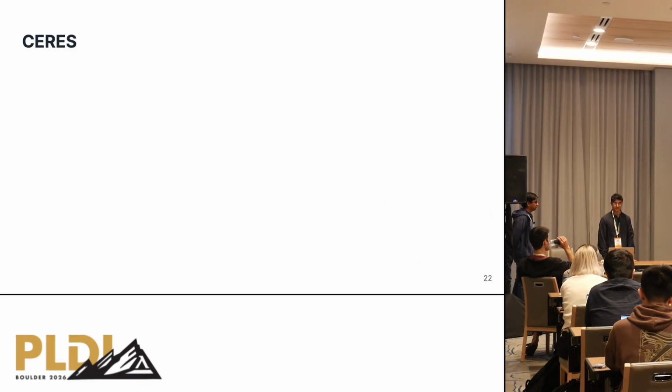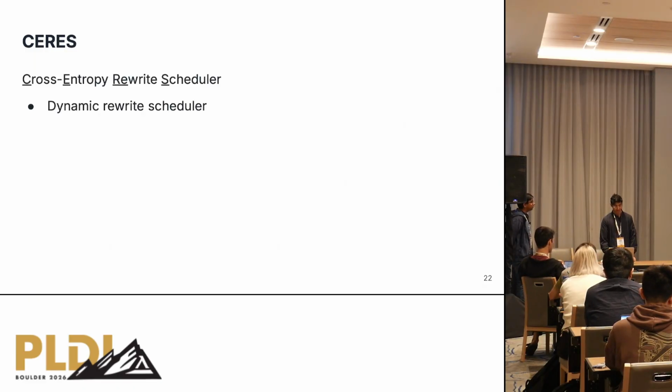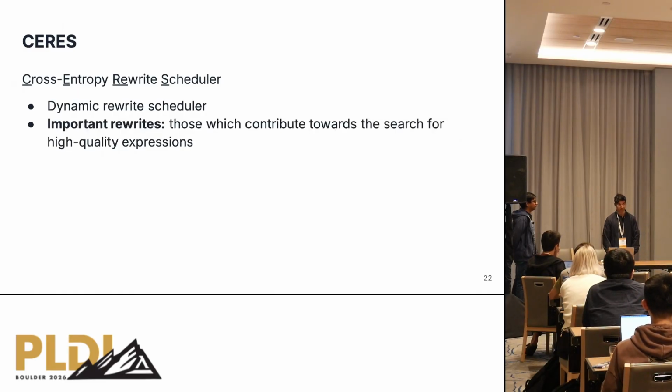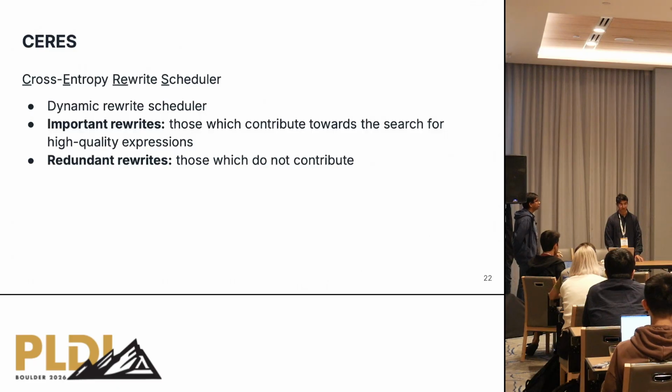So to address this limitation of existing rewrite schedulers, we introduce CERES. CERES is a dynamic rewrite scheduler that biases the exploration phase towards high-quality expressions. It does this by identifying what we call important rewrites. Important rewrites are those rewrites which contribute towards the search for high-quality expressions. And redundant rewrites are the rewrites that do not contribute towards this search.